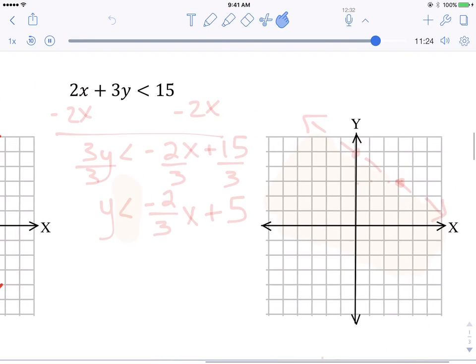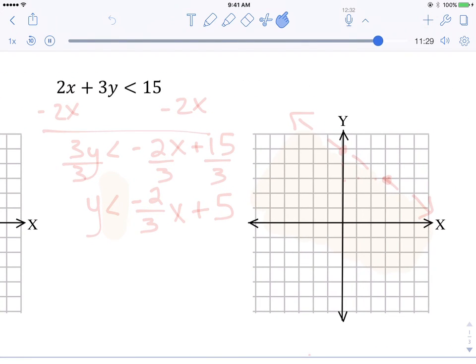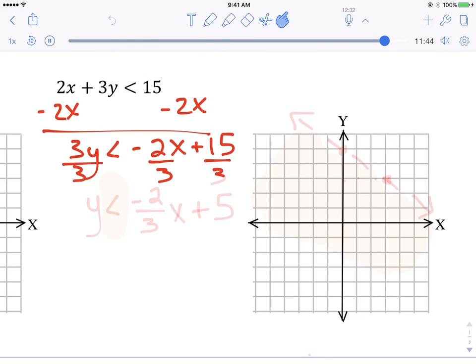And in our last example, again, we're going to have to solve for y. So we subtract 2x from both sides. 3y is less than negative 2x plus 15. Divide both sides by 3, making sure that we divide every term by 3. So y is less than, we have negative 2 divided by 3, so we're going to give that negative 2/3 x. 15 divided by 3 is 5.